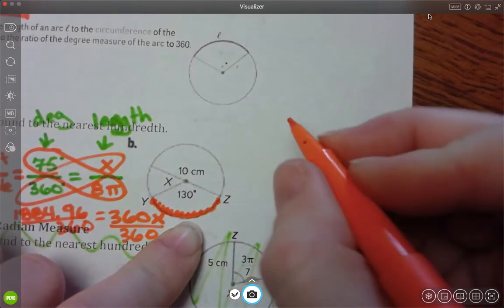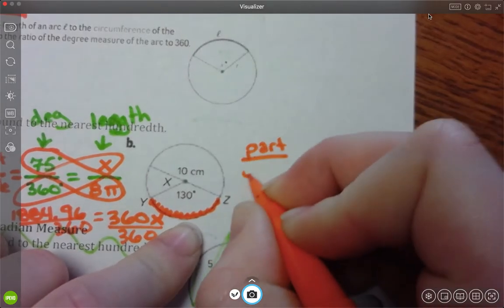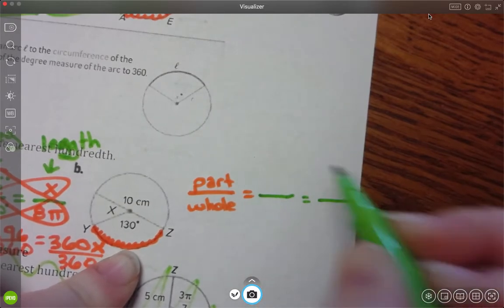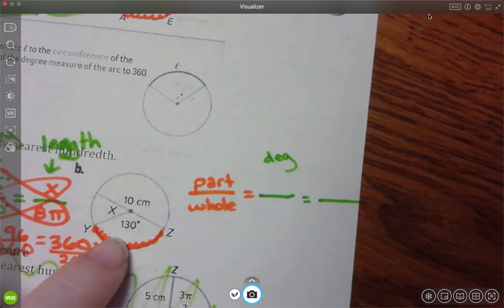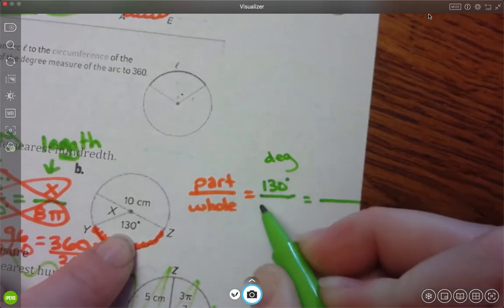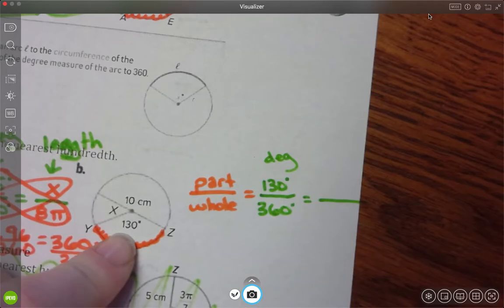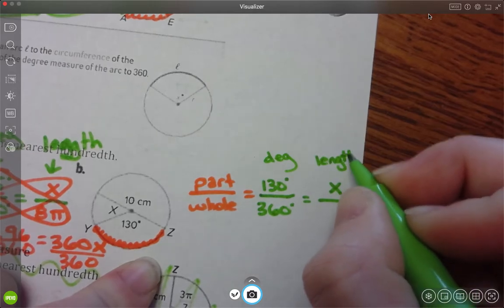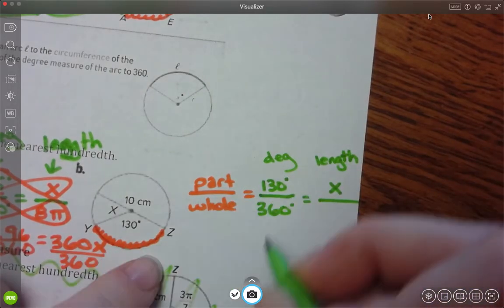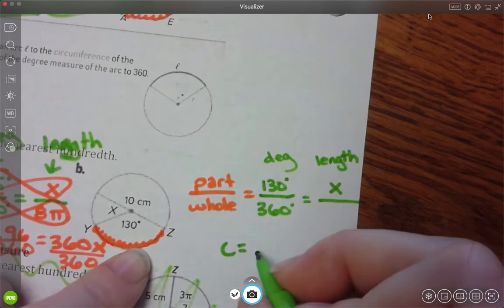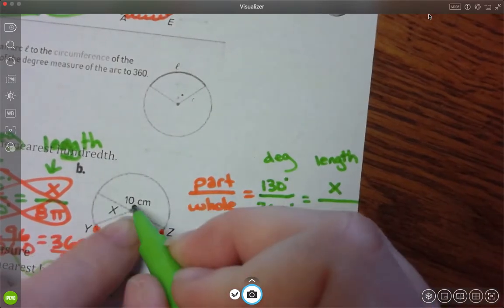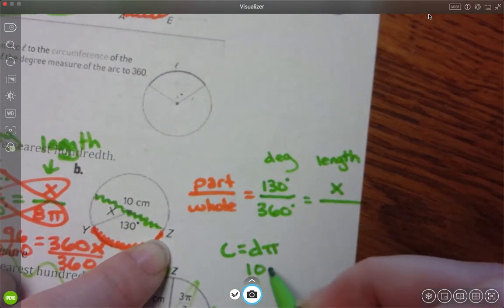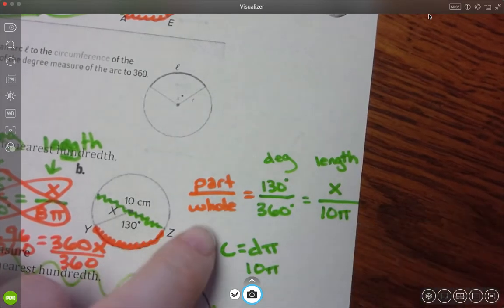Again, I'm going to do the part over the whole, and set up my proportions. I put my degrees here. The degree part that I want is 130 degrees out of a total of 360, which would be the whole circle. And then I don't know the length of that part, but I do know the whole length would be the circumference. Circumference is diameter times pi, and in this case, 10 is giving me the diameter. So this would be 10 times pi, and that's going to be the whole length.